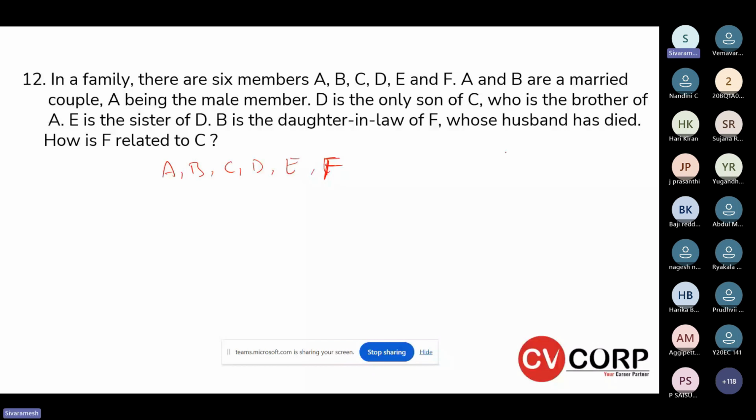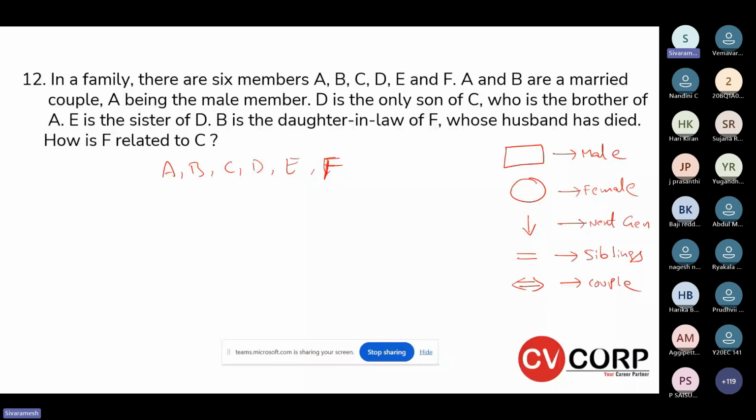If any male character is confirmed from the relation, try to represent it in a box. All male characters will be represented in a box, all female characters in a circle. If it is the next generation, mention it with a downward arrow. Equals represents siblings. Equals with a double arrow represents a couple, which means wife and husband relationship, while siblings means brother and sister. Next generation, male characters, female characters will be represented with these 5 symbols.